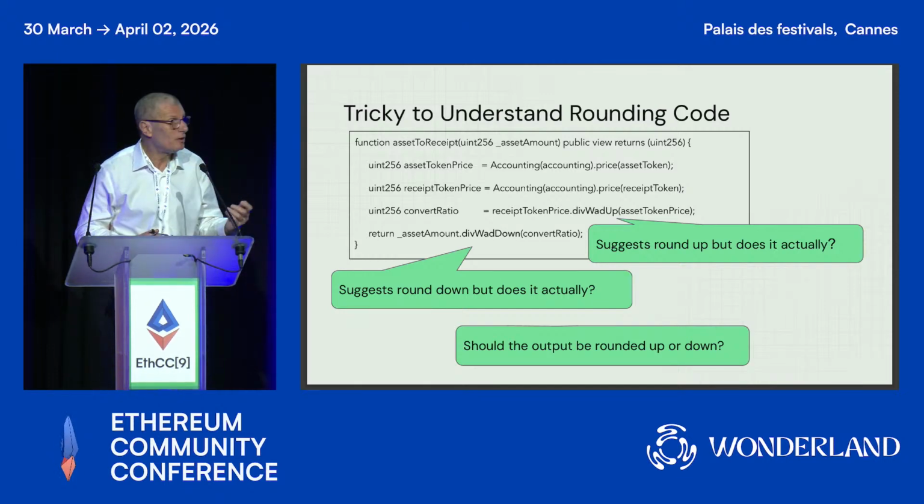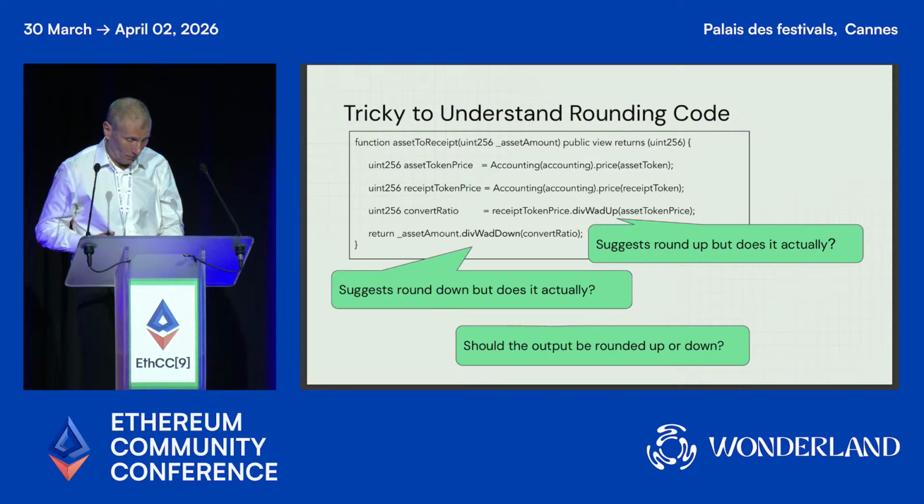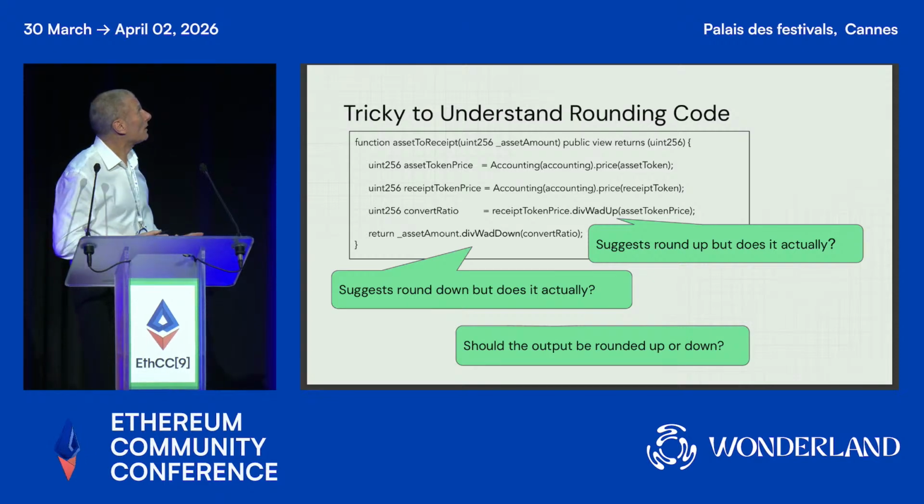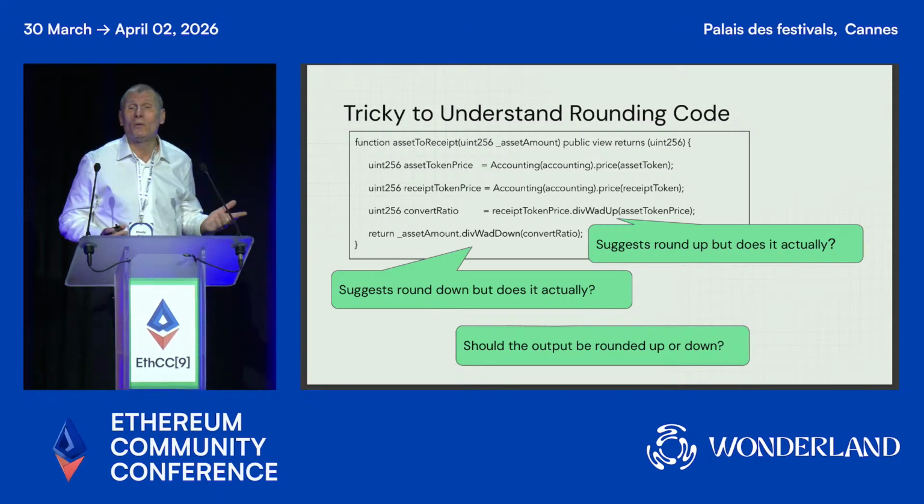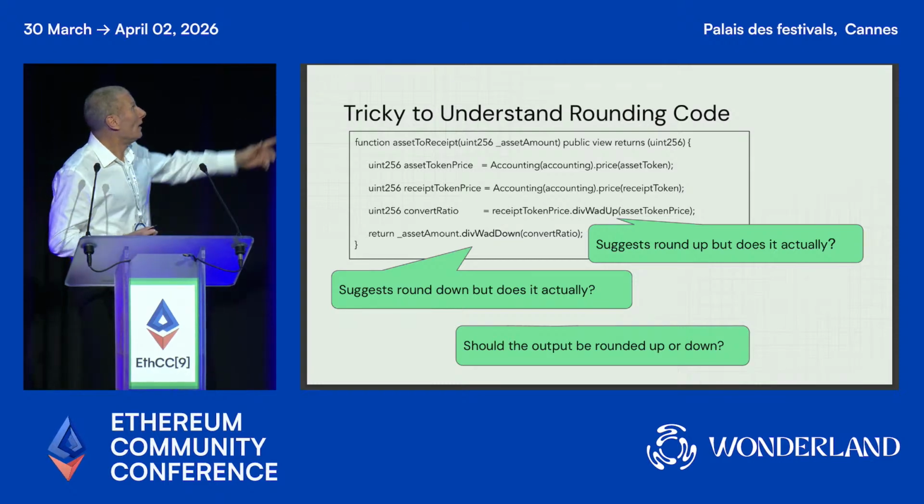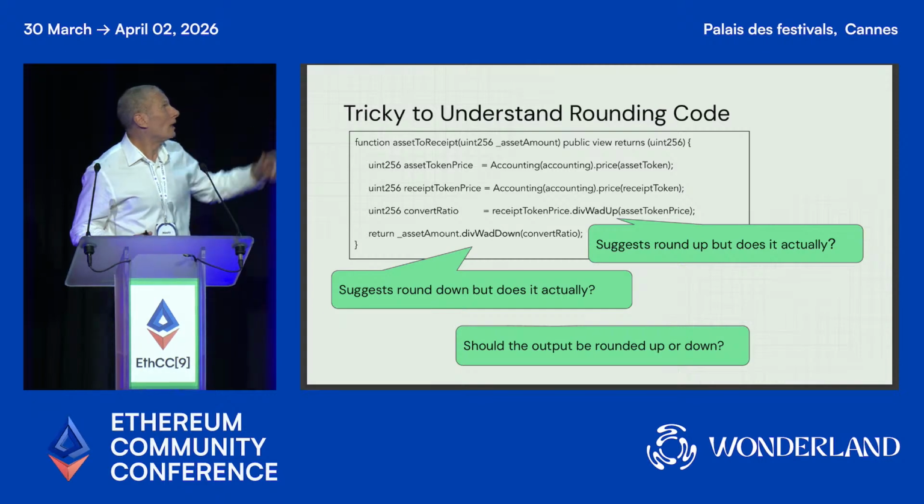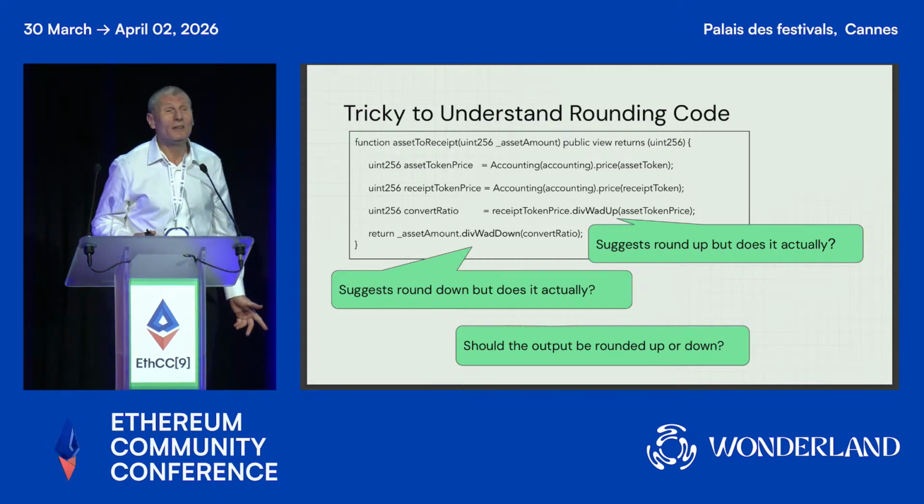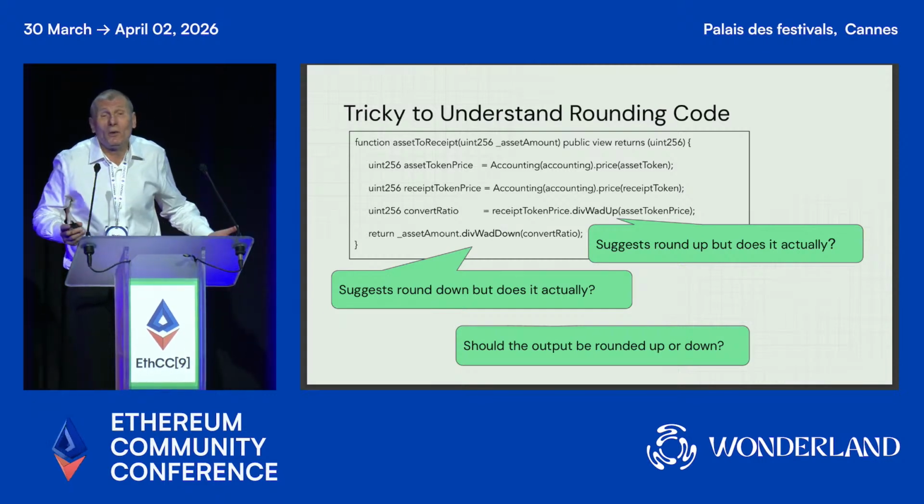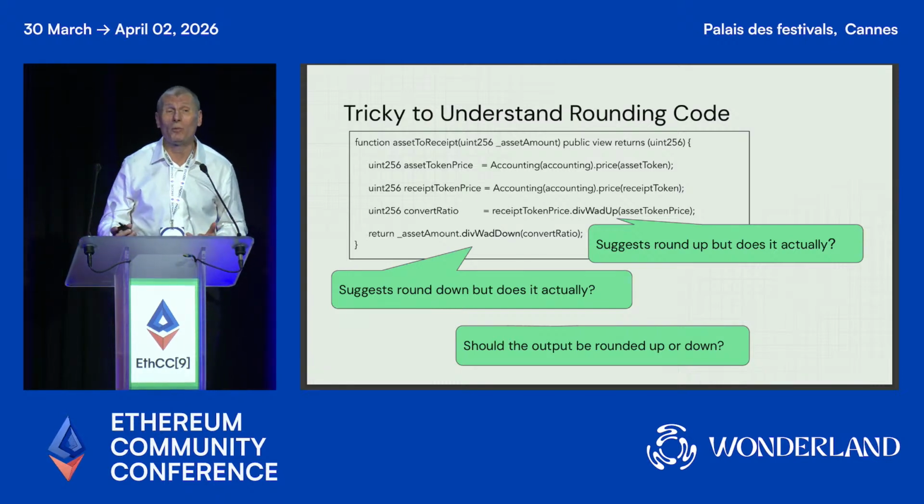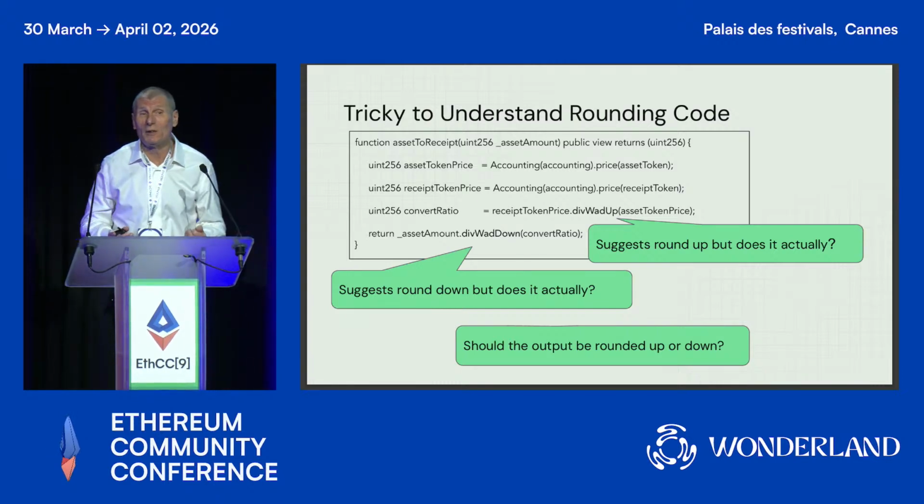And you see here there is this function, and in fact, how do I know which kind of rounding is here? You can think about it. You see, for example, there is this convert ratio, and it's called receive token price div wad down. How do we know it's div wad up or down? Do we need to trust the user?